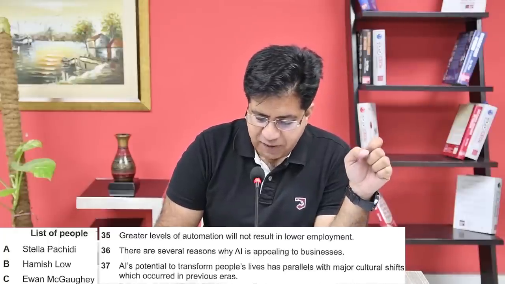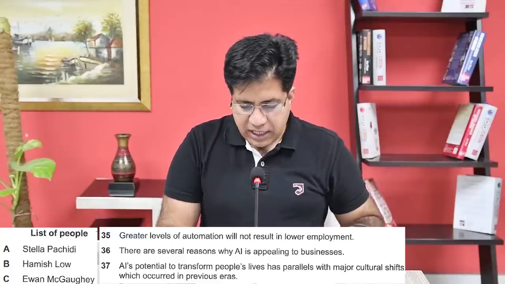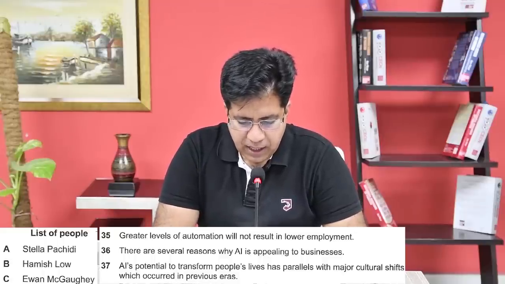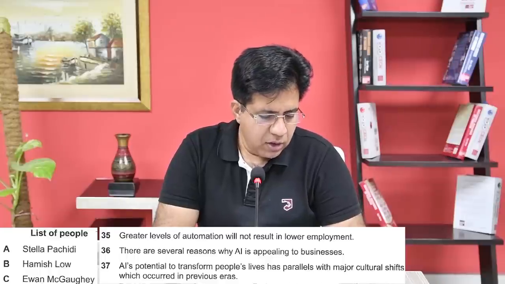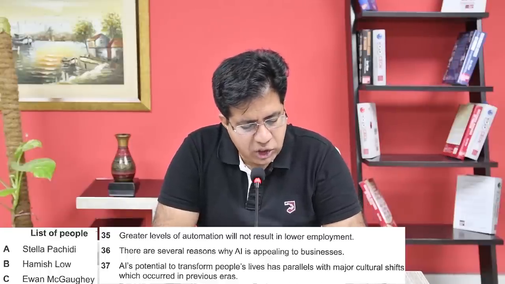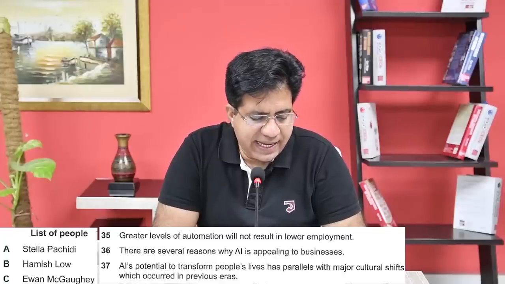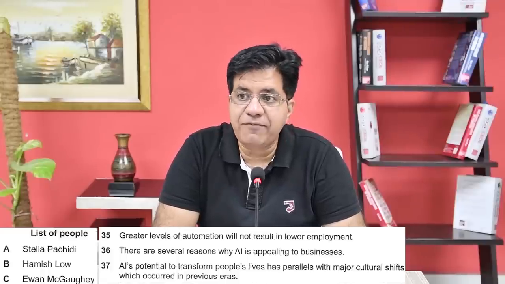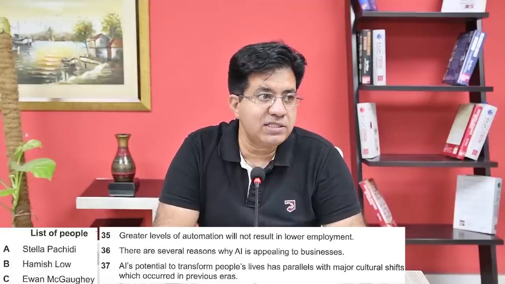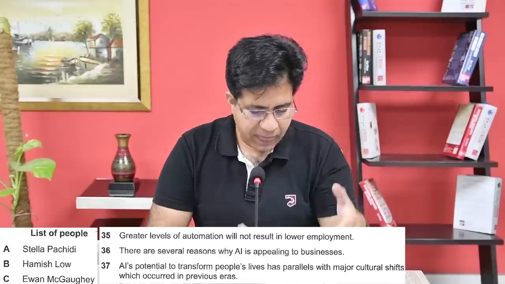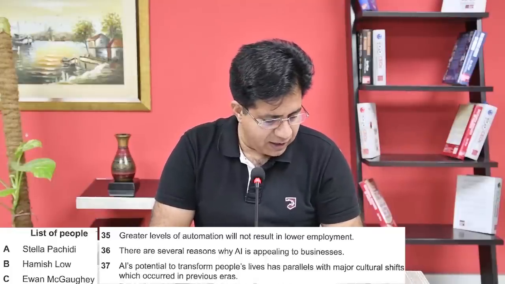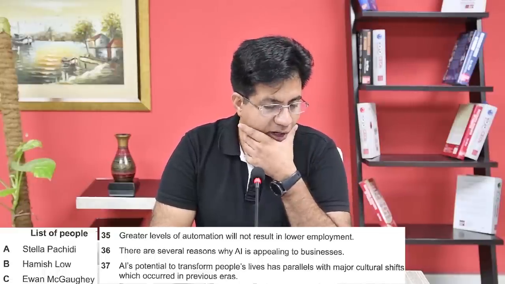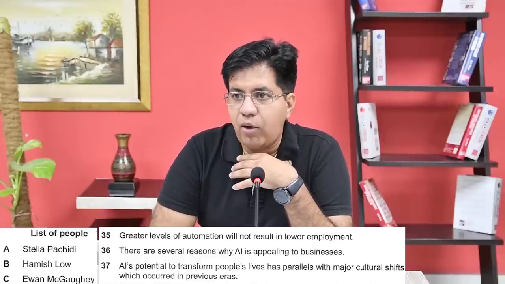Okay, now in the passage you found Stella Pakidi. Found it? Yes, sir. Okay, now please try to find Hamish Lowe. Please underline that. It's in the second and third paragraph. Lowe believes. Got it? Because we have 3 names and 6 options, it means one option will go with 2 questions as well. After that, we have Evan McGage. Where is Evan McGage? This is the fourth, fifth and sixth paragraph. Got it? So you have found the location now.